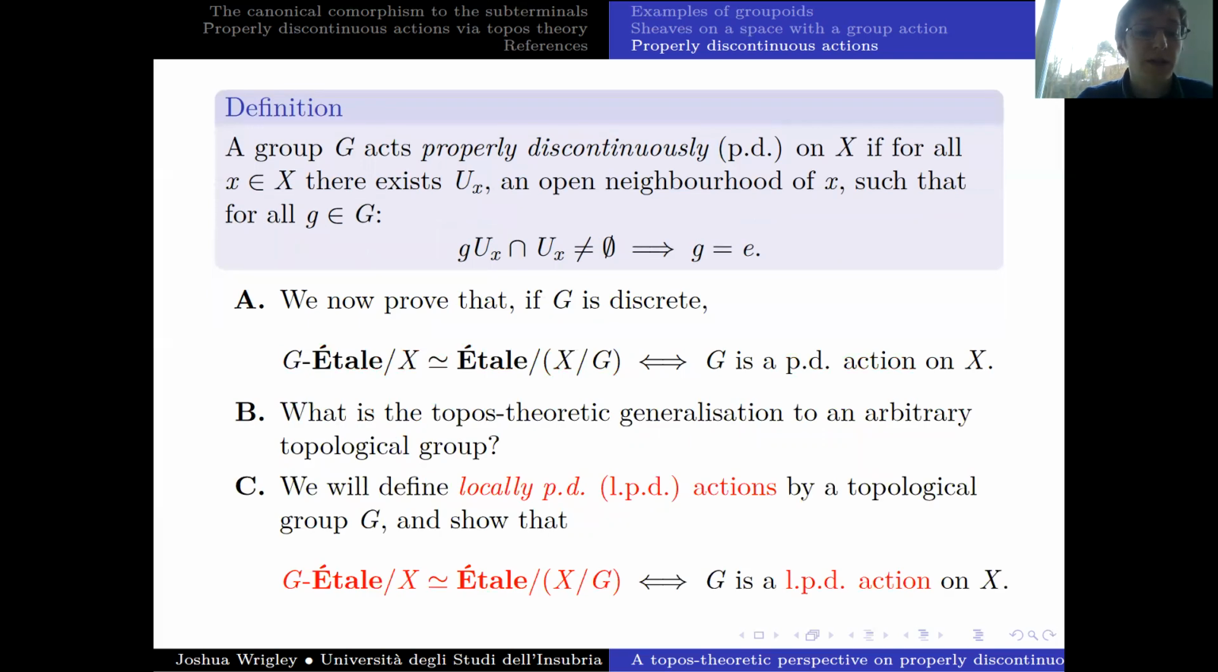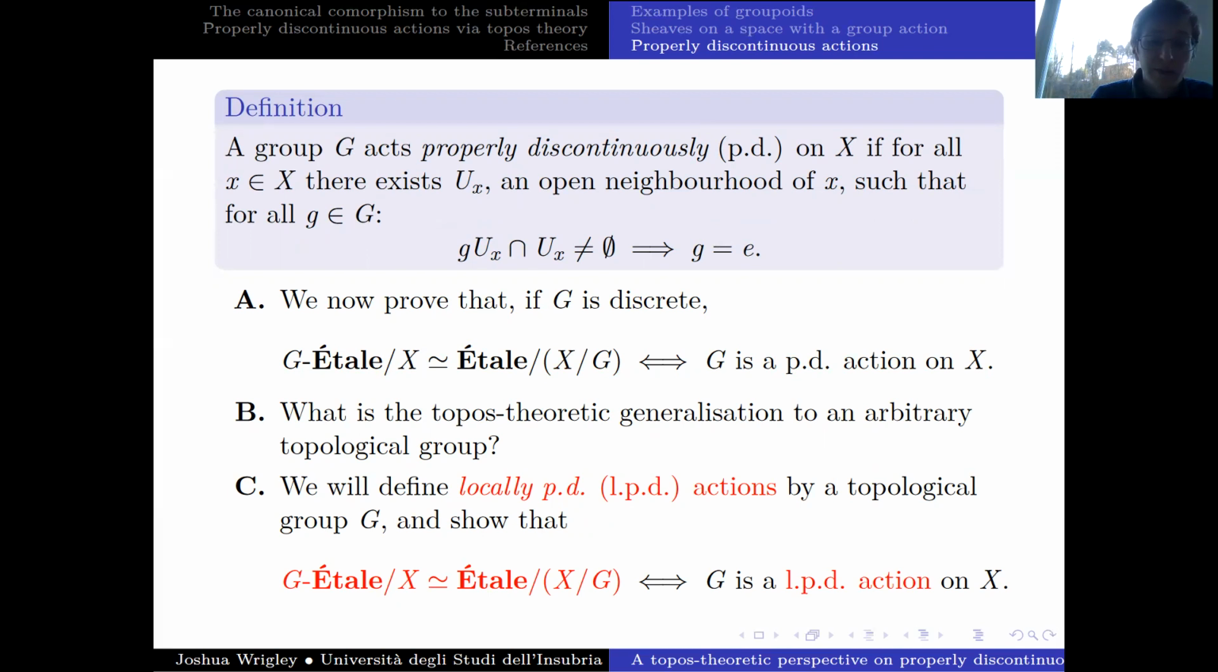And we end up showing that the topos-theoretic generalization would be localic properly discontinuous actions, which I've shortened to lipid actions. And we end up showing that G-equivariant sheaves over X is equivalent to sheaves on the quotient space if and only if G is a locally properly discontinuous action.